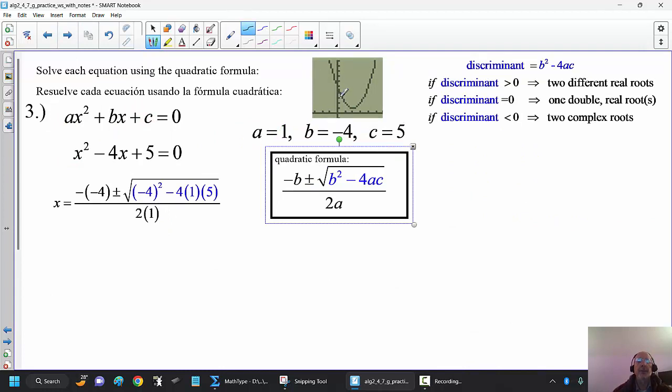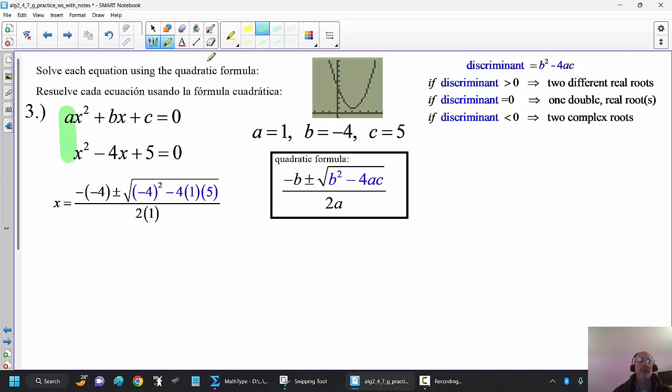Here's the spoiler alert. See how this, when I graph this equation, look, it's coming down, but it doesn't cross the x-axis at all, which means there are no real roots. We now are going to enter the world of imaginary numbers.